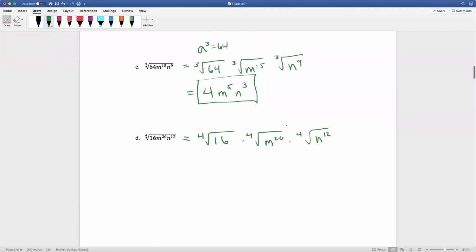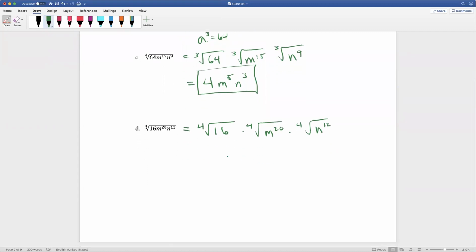Now, the idea is for each one of these, let's simplify them. So for the 4th root of 16, we want to think about what number, when we raise it to the 4th power, gives us 16. So what number, if you multiply it by itself 4 times, gives you 16, and that number is 2.